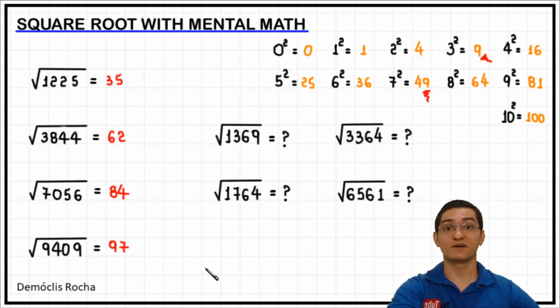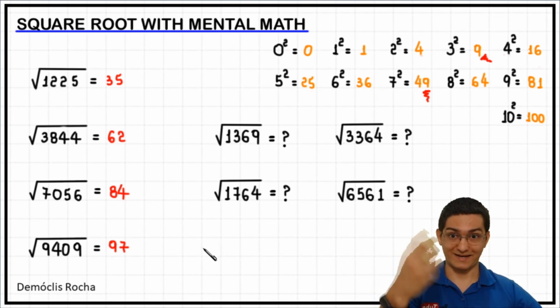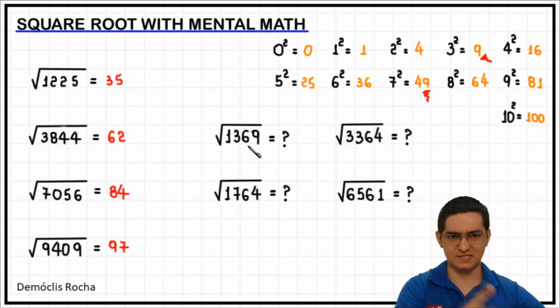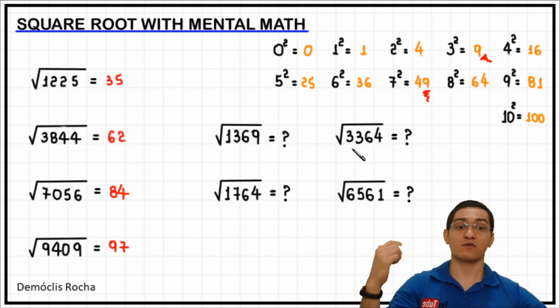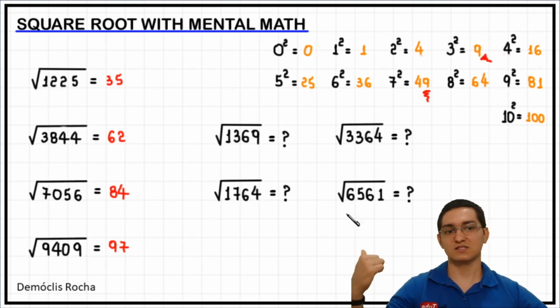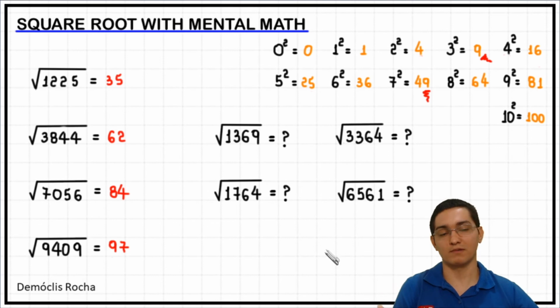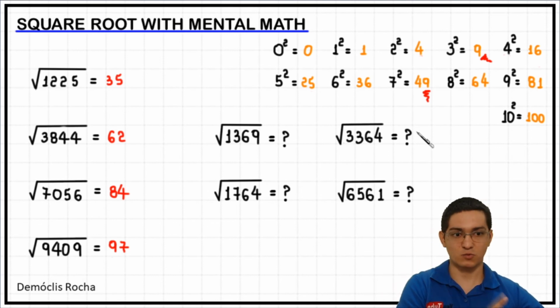Remember, practice makes perfect. So if you want to practice this, if you want to be able to tell the square root using mental math, well, I encourage you to try to find the square root of 1,369, 1,764, the square root of 3,364, and the square root of 6,561. Okay? You can use this method here, and if you really understood, you will have no problem trying to find these square roots, because here you have perfect squares.